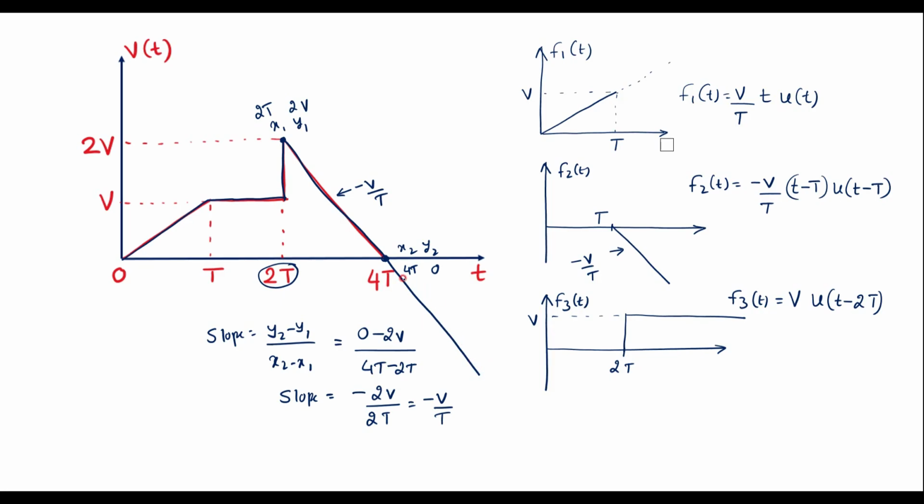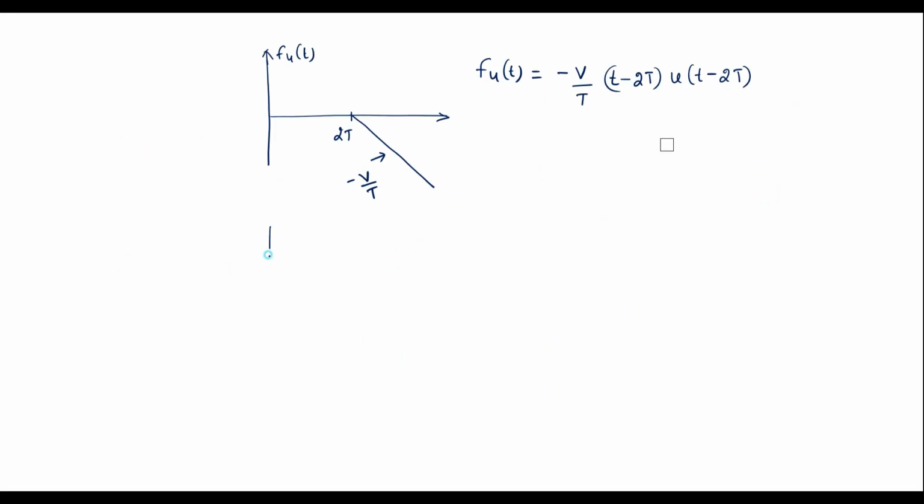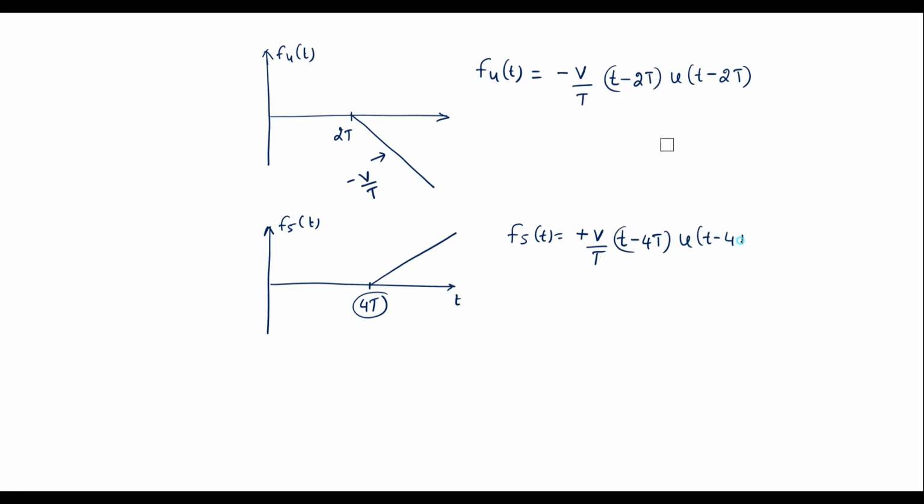But here we can observe that at t equal to 4T, this negative ramp signal should be stopped. To stop this negative ramp signal at t equal to 4T, we should add a positive ramp signal at t equal to 4T. So let that be my next signal, f5(t), a positive ramp signal beginning at t equal to 4T. At t equal to 4T, we must add one positive ramp signal of the same magnitude, that is V by T. So f5(t) is equal to plus V by T, (t minus 4T) u(t minus 4T).